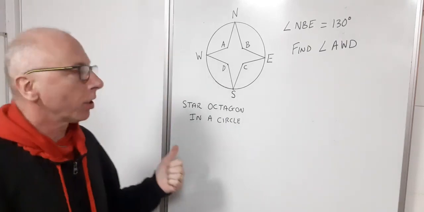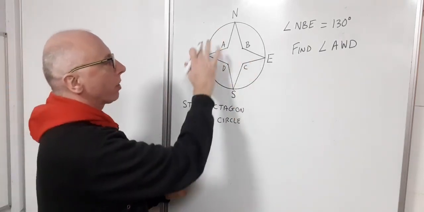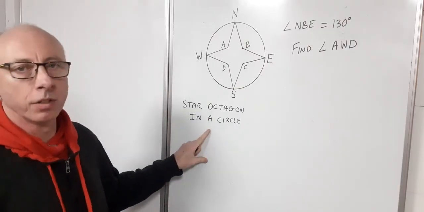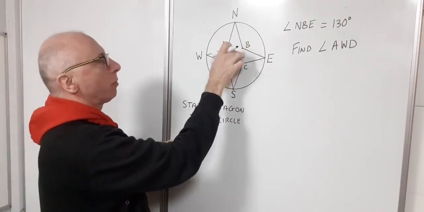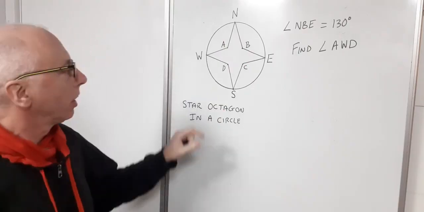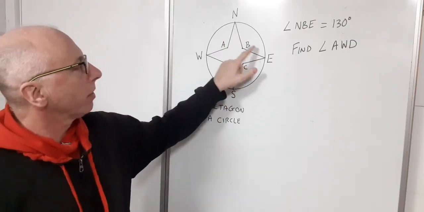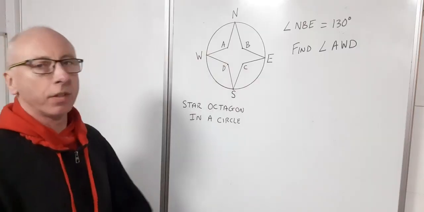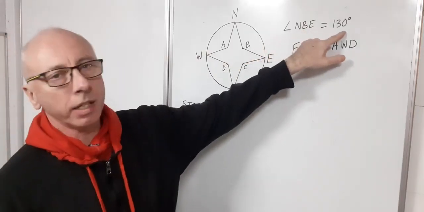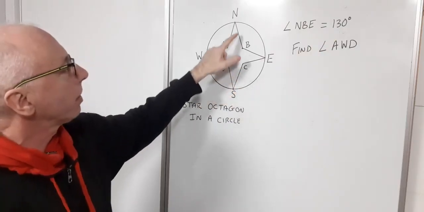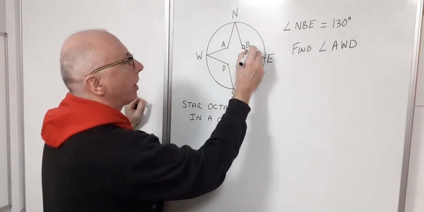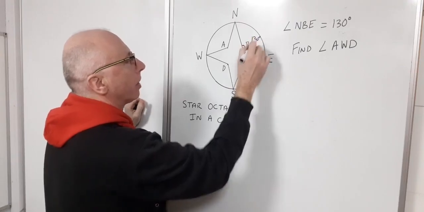So here we've got a geometry question. We've got a perfect circle, and inside we've got a star-shaped octagon. Now the octagon is perfectly symmetrical with even length sides. All these sides are the same length. Now we're given that angle NBE equals 130 degrees. So this angle here, NBE, that one there, 130 degrees.